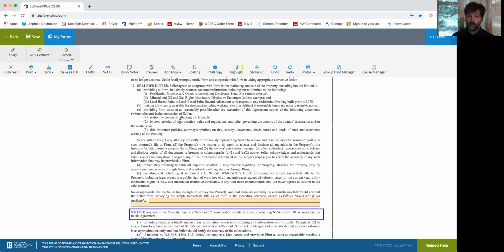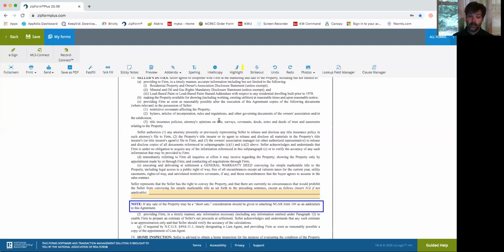The seller is going to make sure that the property is available for showings. They're going to keep you informed. They're going to cooperate with marketing. They're going to allow buyers the opportunity for inspection. They need to ensure that they can convey clear title. Typically, they will be providing a general warranty deed. In the event that is not the case, maybe it's a trustee's deed, special warranty deed, or otherwise, you can certainly make that correction here as necessary.